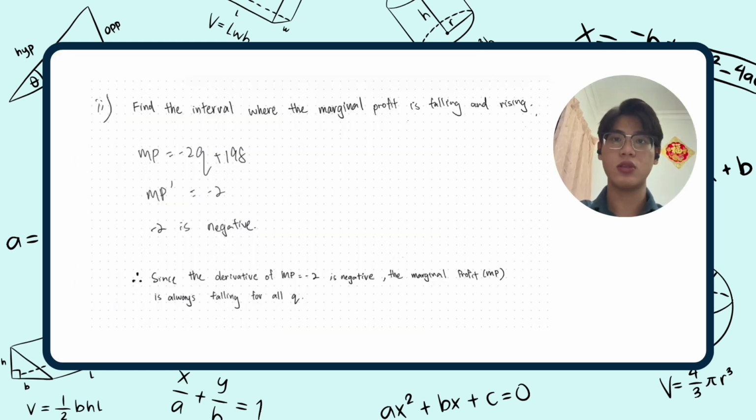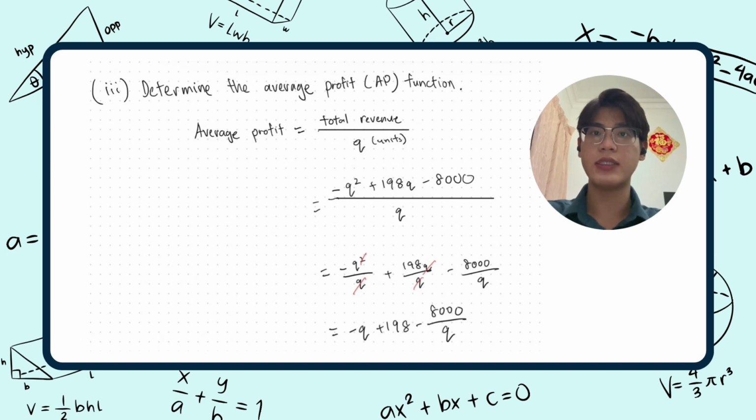For question 2, we need to find the interval where the marginal profit is falling and rising. So we need to use the MP function, negative 2Q plus 198. We need to take the derivative of MP. The derivative of MP is negative 2, which is negative. So since the derivative of MP equals negative 2, the marginal profit is always falling for all Q. For question 3, we need to determine the average profit AP function.